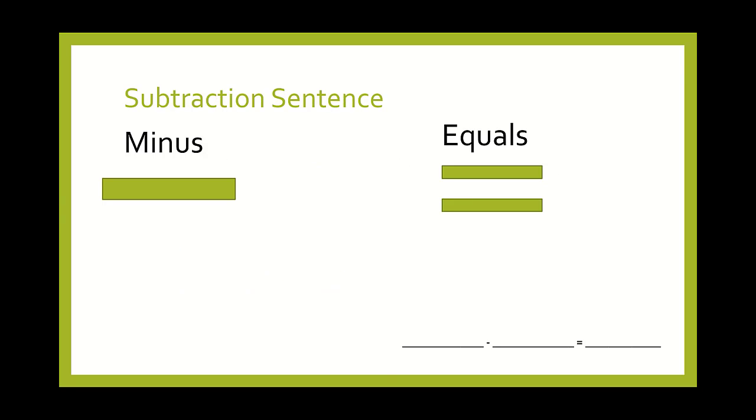So writing a subtraction sentence. When we're writing a subtraction sentence, we're going to use the minus sign. This is the minus sign right here. That's what that looks like. Minus is spelled M-I-N-U-S. That's how you spell the word minus. And we're also going to use the equal sign. We talked about the equal sign for adding, and it means a little bit different in a subtraction sentence than it does for adding. But this is our equal sign right here. And equals is spelled E-Q-U-A-L-S.